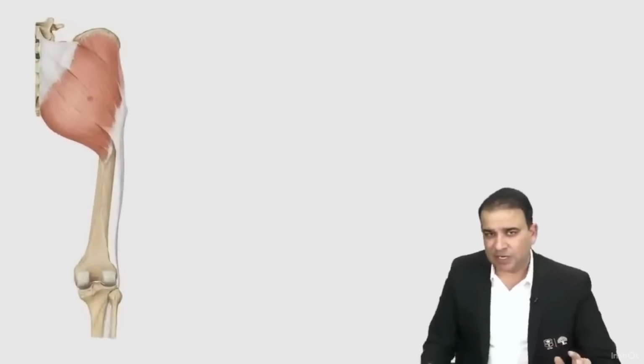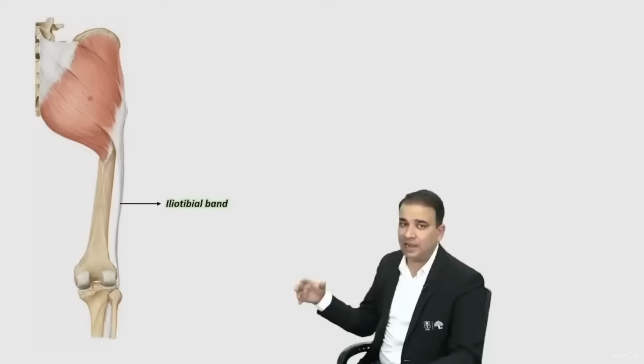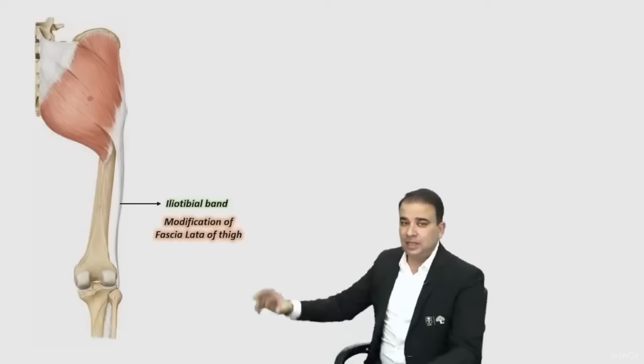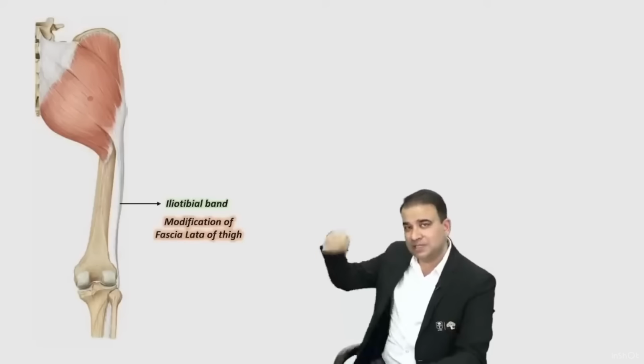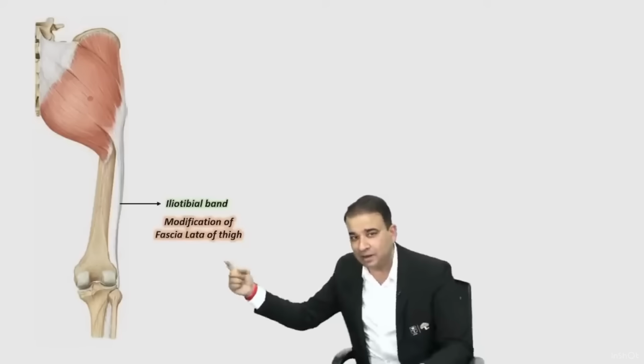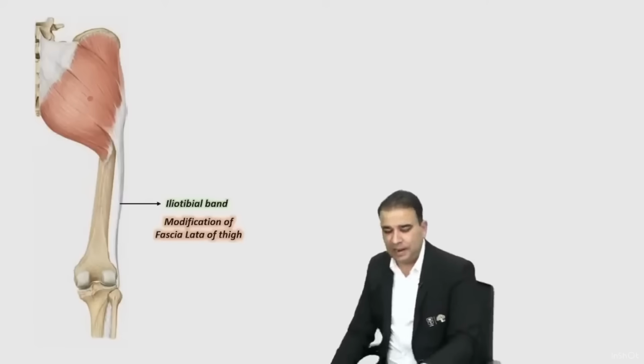Now on the next picture that you're looking at here, can you see a band on the lateral side? That band on the lateral side is a modification of the deep fascia of the thigh, and that is called the fascia lata, guys. The iliotibial tract is a modification of fascia lata. This iliotibial band is present on the lateral side of the thigh. We call it the iliotibial band because it starts from the iliac bone and inserts to the lateral tibial condyle, and that is the iliotibial band.